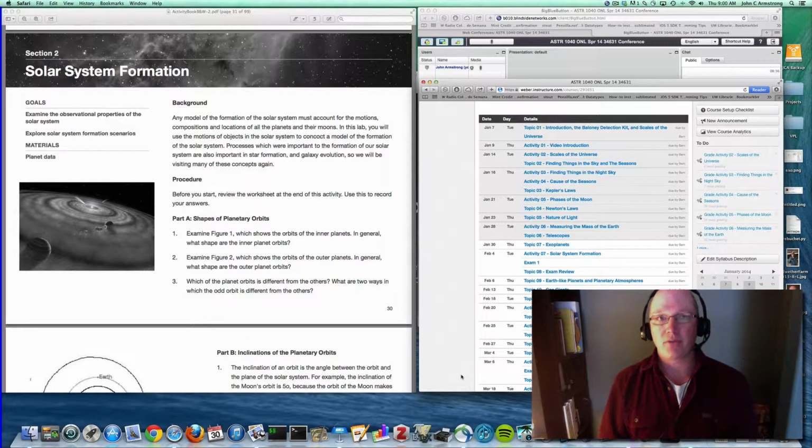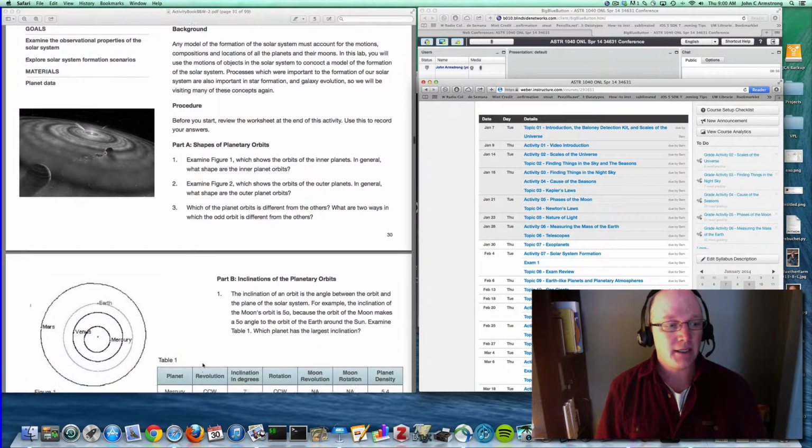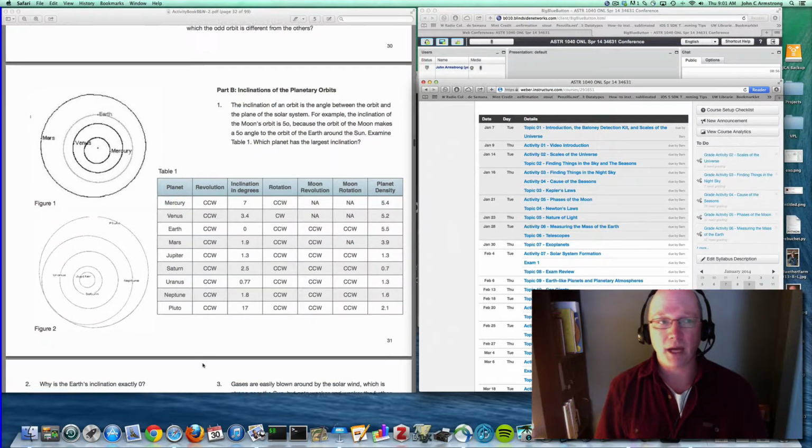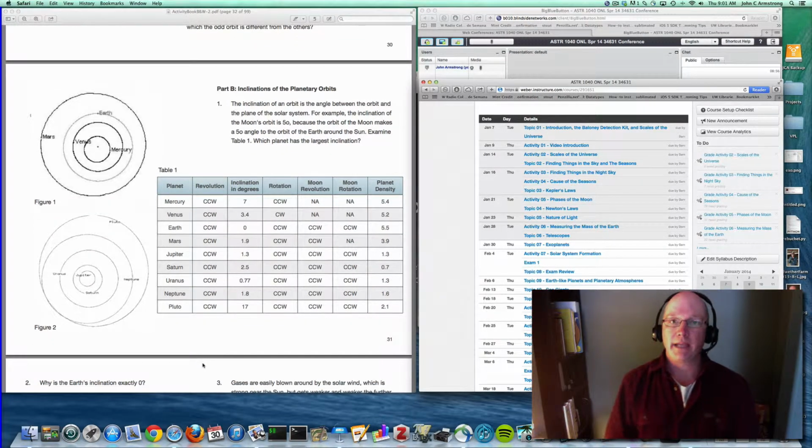Whatever solar system formation model we have has to be able to explain all of the features of our solar system. So if we take a moment here on screen to look at the types of data we can gather about our solar system, we can gather data about the orbits, we can gather data about the rotation of the solar system, and we can also gather data about the composition of the planets in the solar system. And so those are the three pieces of information we're going to look at to see if we can come up with some explanation for how the solar system formed.